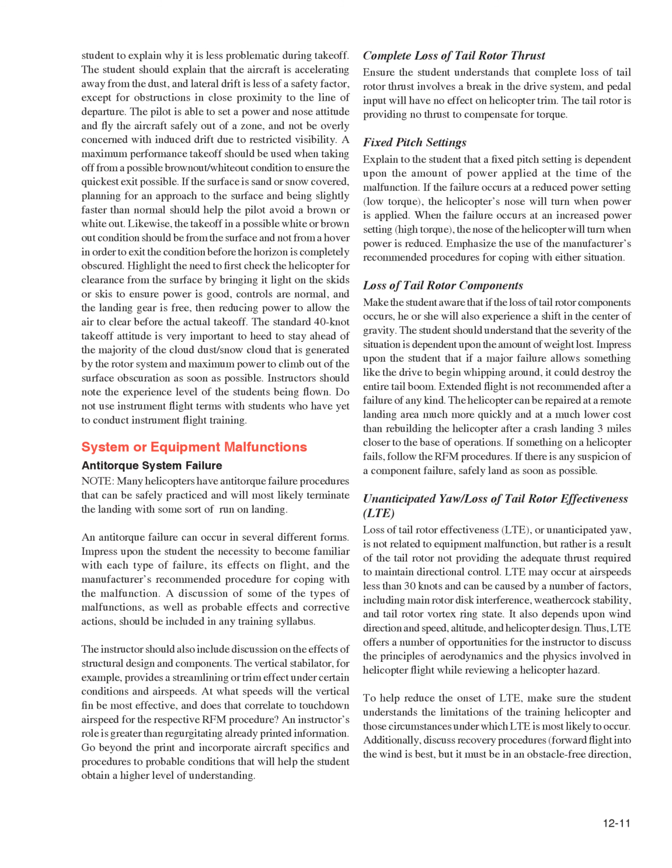A discussion of some of the types of malfunctions, as well as probable effects and corrective actions, should be included in any training syllabus. The instructor should also include discussion on the effects of structural design and components. The vertical stabilator, for example, provides a streamlining or trim effect under certain conditions and airspeeds. At what speeds will the vertical fin be most effective, and does that correlate to touchdown airspeed for the respective RFM procedure? An instructor's role is greater than regurgitating already printed information. Go beyond the print and incorporate aircraft specifics and procedures to probable conditions that will help the student obtain a higher level of understanding.